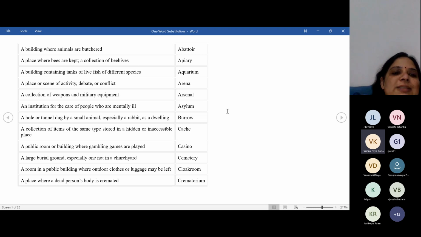A hole or a tunnel dug by small animals, especially a rabbit, as a dwelling, is called a burrow. What's the house of a mouse called? A rat or a mouse? It's called a hole itself.